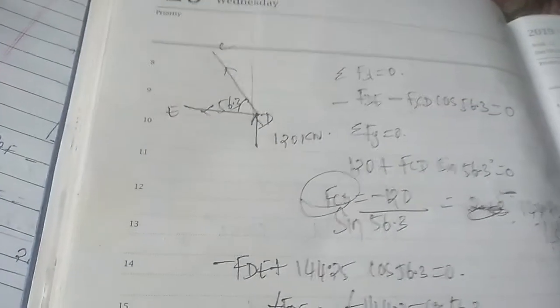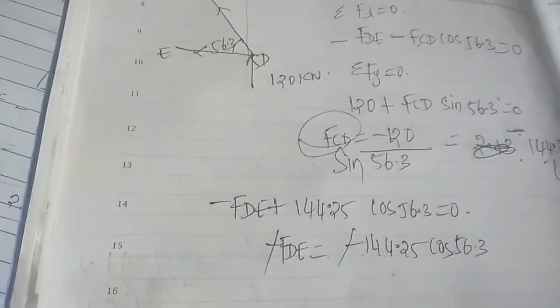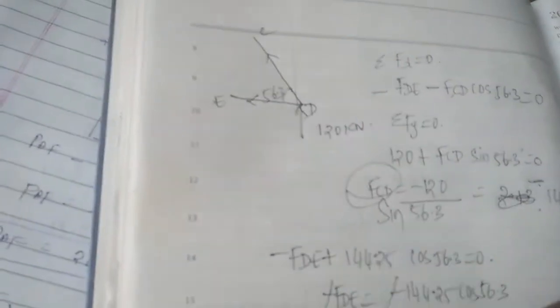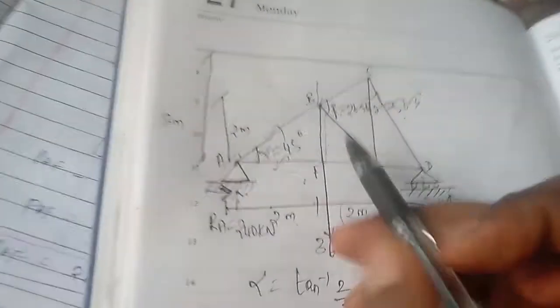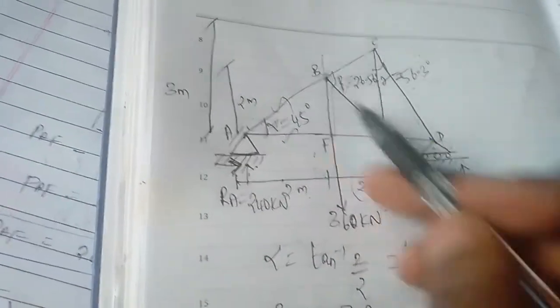So 144.25 cos 56.3 value is nothing but 80 point. So FDE is nothing but 80.036 kilonewton. So it is also acting in a tensile direction. Next, take point B. See point B, what are the forces acting? In this side, and this side. Yes, right. So take joint B then.